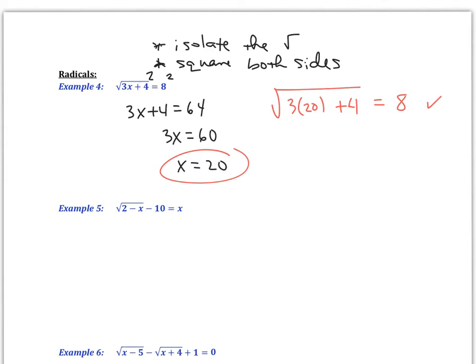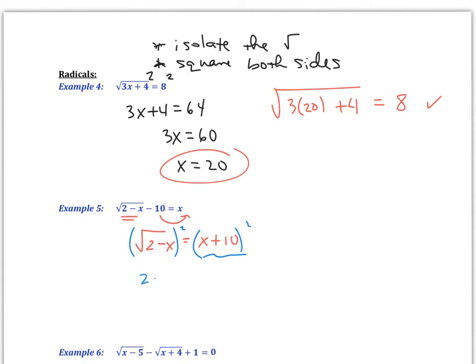All right, and example 5. First thing I want to do is isolate the radical, so I'm going to move this 10 over. So I've got the square root of 2 minus x is equal to x plus 10. Now that I have it isolated, I am going to square both sides. And this is what I meant by it gets a little bit more complicated, because we just have to FOIL this side. No big deal.